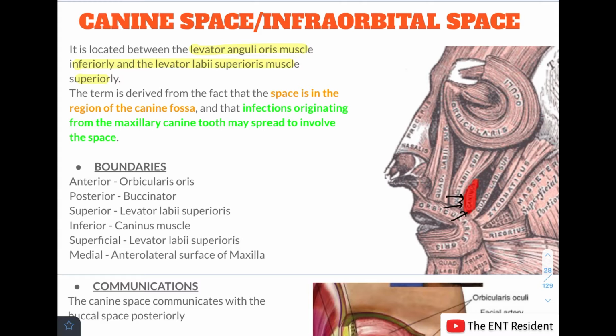So the boundaries of this space are: anteriorly lies the orbicularis oculi, posteriorly lies the buccinator muscle, superiorly lies the levator labii superioris, inferiorly lies the caninus muscle, superficially again lies the levator labii superioris, and medially lies the anterolateral surface of the maxilla.